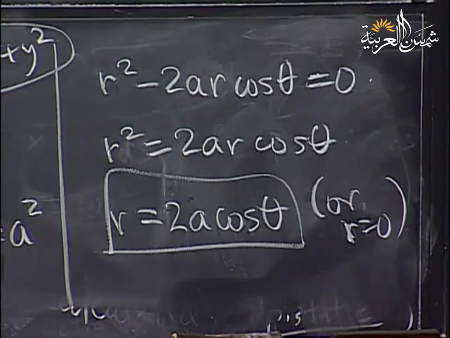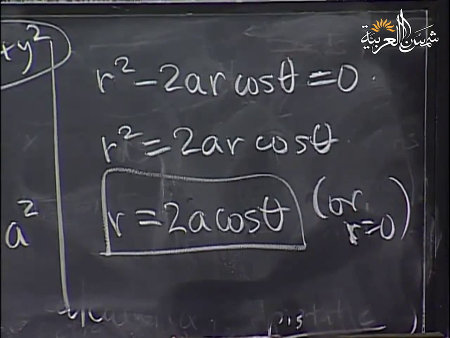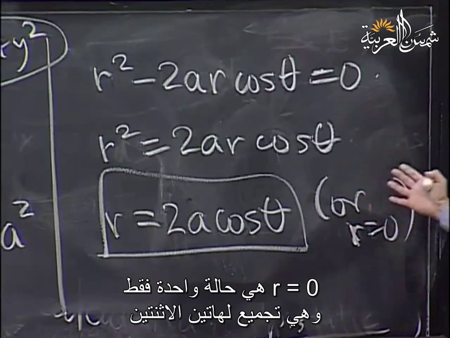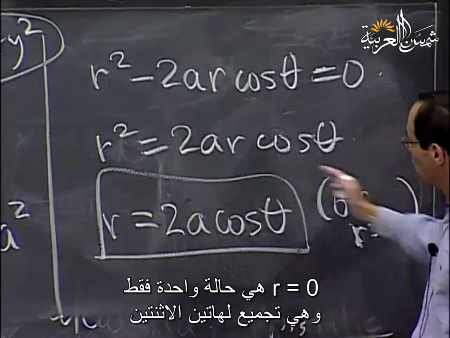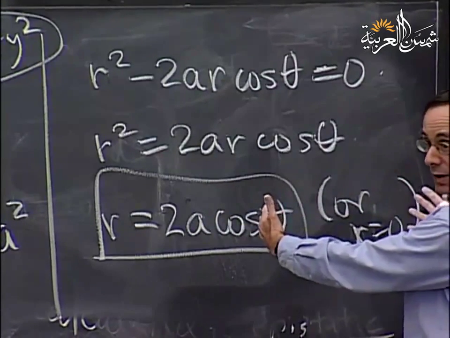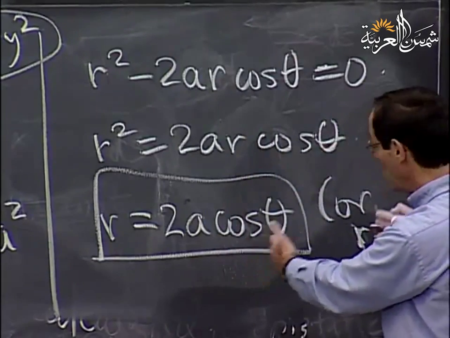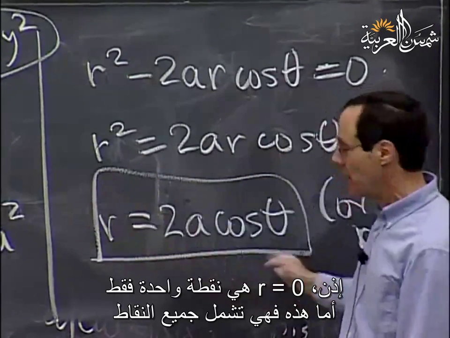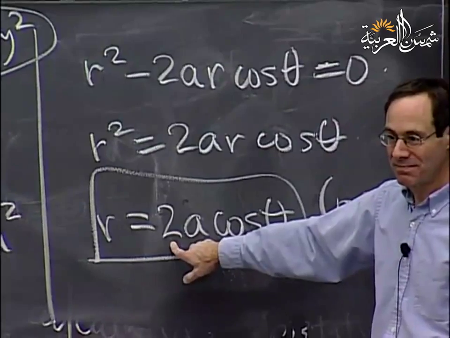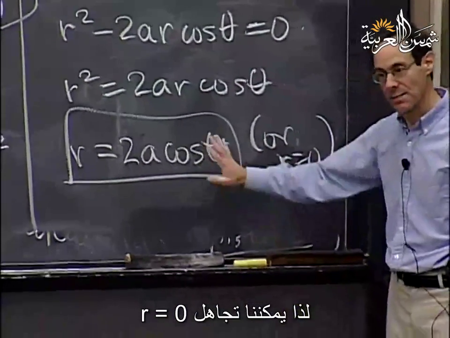Question? How does the case r equals 0 represent that circle? R equals 0 is just one case. That is, it's the union of these two. Both are possible. So r equals 0 is one point on it, and this is all of it. Okay, so we can just ignore this.